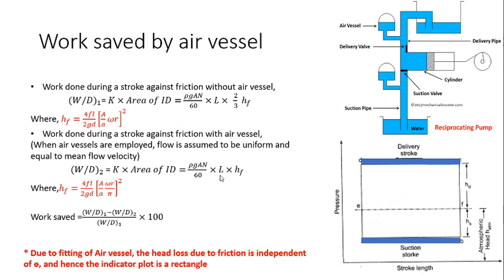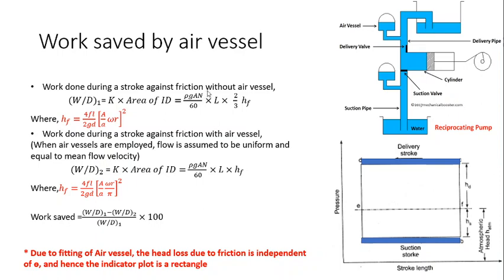Now, by fitting an air vessel to a reciprocating pump, we can save some work. So how do you find the work saved by using an air vessel? The work done without an air vessel minus the work done with the air vessel is the work saved. Okay. So, the work done during a stroke against friction without an air vessel.